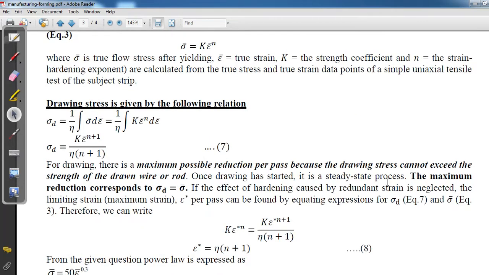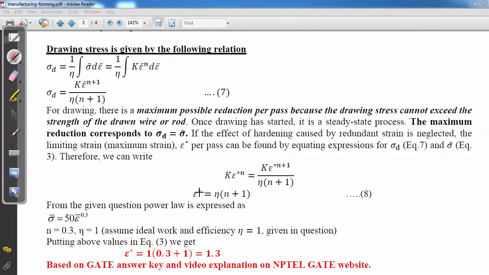Let's move ahead. The maximum reduction corresponds to where sigma d equals sigma bar at the ultimate point. In this condition, sigma bar is given by k times epsilon to the power n. We will just equate these two, assuming that strain is the maximum or limiting strain per pass. So we equate k epsilon bar to the power n with k epsilon bar to the power n plus 1 over n plus 1, rearrange them, and this is the famous maximum strain per pass relation. No problem in that, and we have seen the derivation also.